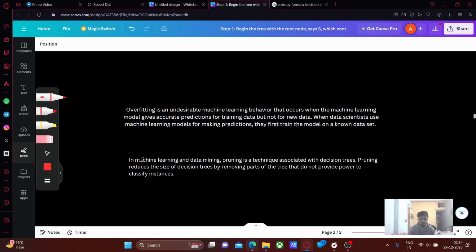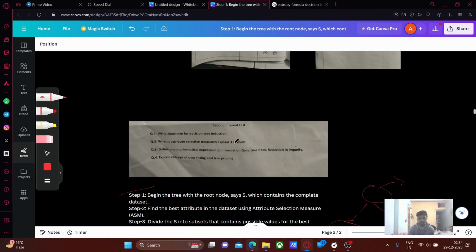And pruning, in machine learning and data mining, is a technique associated with decision trees. Pruning reduces the size of a decision tree by removing parts of the tree that do not provide power to classify instances. So that was our second internal paper.